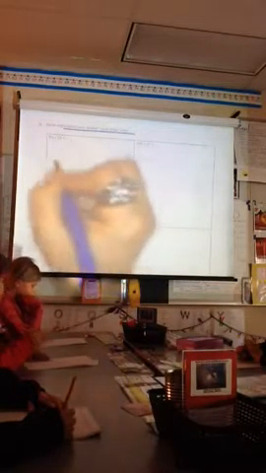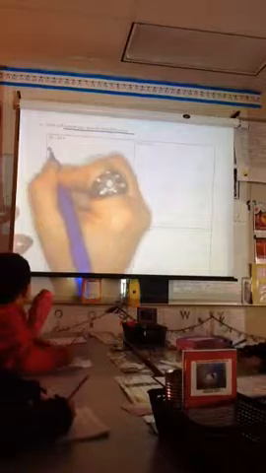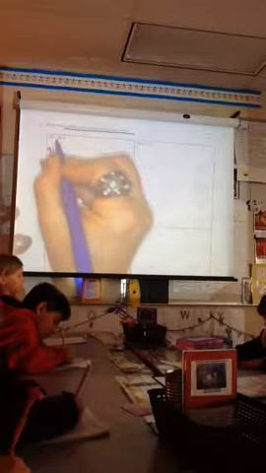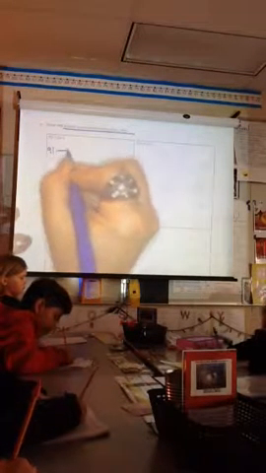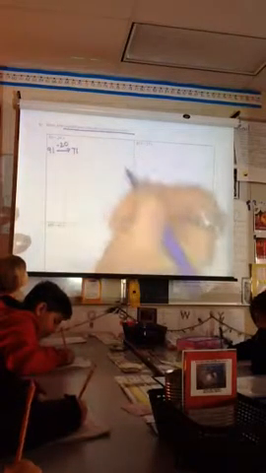So 91 minus 24. I get to pick the model that I want to use for solving this equation, and I think for 91 minus 24, I want to use the arrow way. So I'm going to start with 91, and first I'm going to subtract 2 tens, and then I'll subtract my 4 ones. So 91 minus 2 tens is 71.